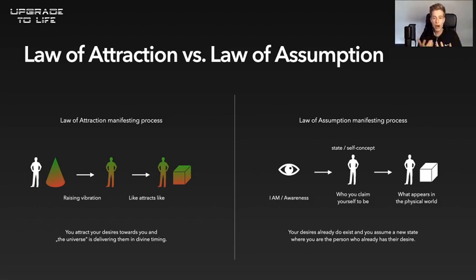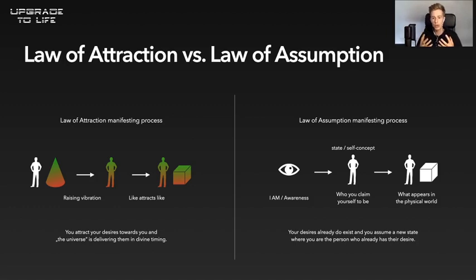Because who's aware of your experience right now? Who's aware of my voice, right? Who's aware of all of this? This is your awareness. And your state, the state you choose to step in, or the self-concept you hold about yourself, so who you claim yourself to be, this is eventually what will manifest and what appears in the physical world. So for example, when you claim yourself to be a person who has no problems earning $5,000 or $10,000 per month, and who is easy at raising their income, then this is your state.